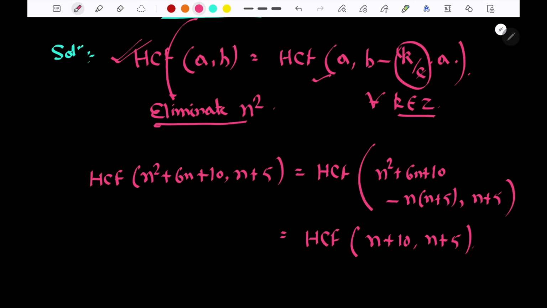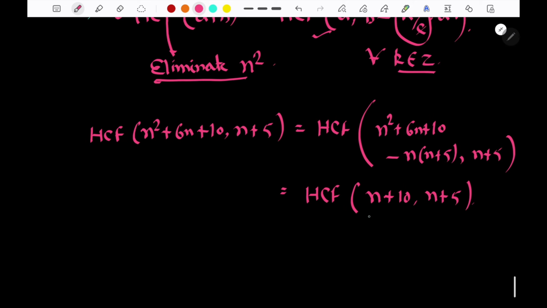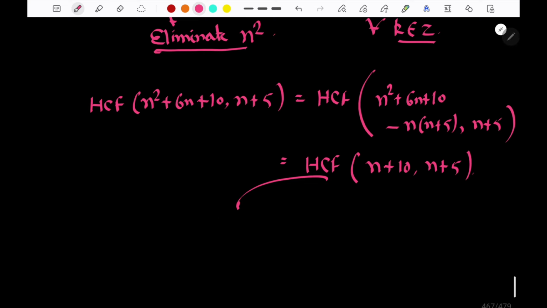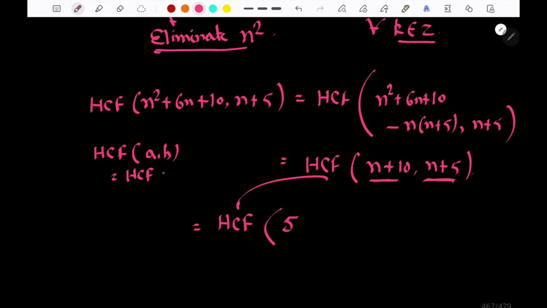Superb. Now HCF of n plus 10 comma n plus 5 can further be reduced. How can it be reduced? Again with the same property, that can also be written as HCF of n plus 10 minus n minus 5 comma n plus 5. Why? I have already stated and proved the property that HCF of a comma b can be written as HCF of a minus b comma b. Okay? So this is true.